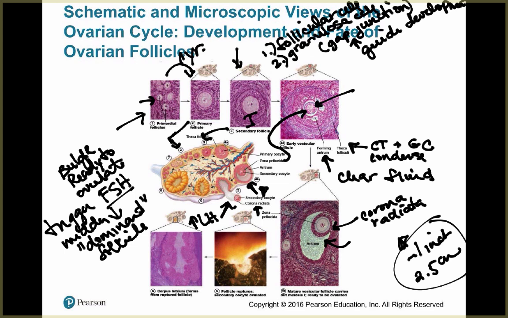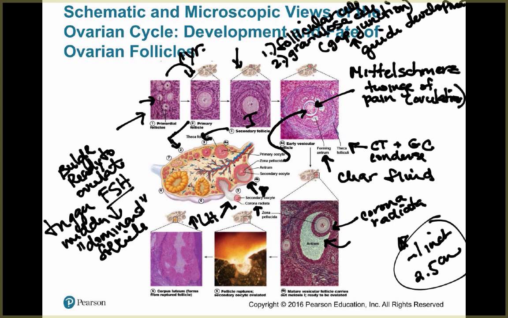Now, there is this weird phenomenon that happens. It's called Mittelschmerz, and this is basically the tinge of pain that happens to some women during ovulation, like they can feel it happening. I've had it before, so it's not completely unheard of.